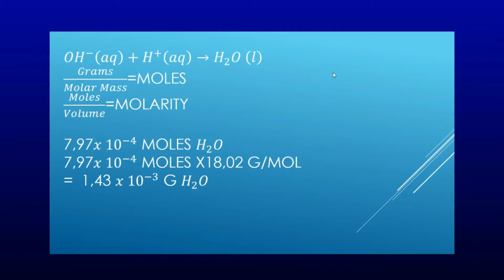So the molar mass of water is 18.02 grams per mole. And we know that we have 7.97 times 10 to the power of minus 4 moles. So we multiply them and we get 1.43 times 10 to the power of minus 3 grams of H2O.